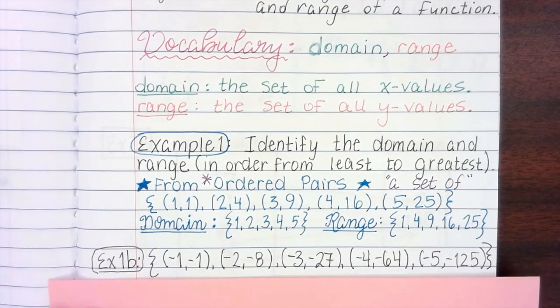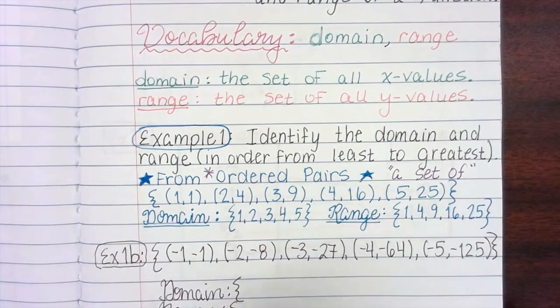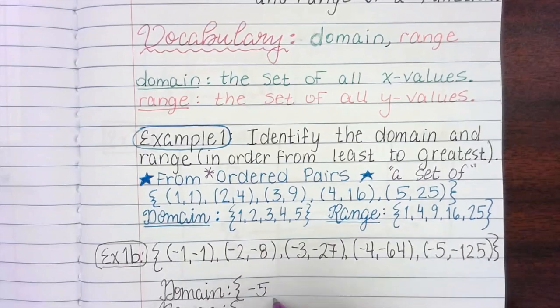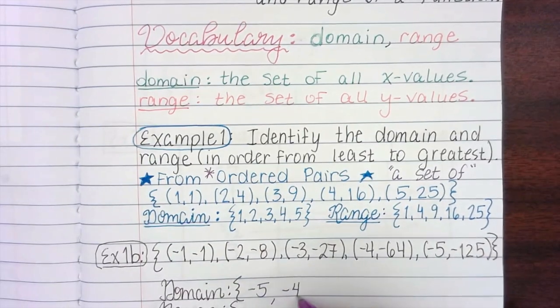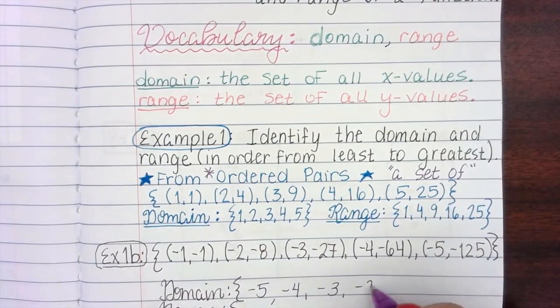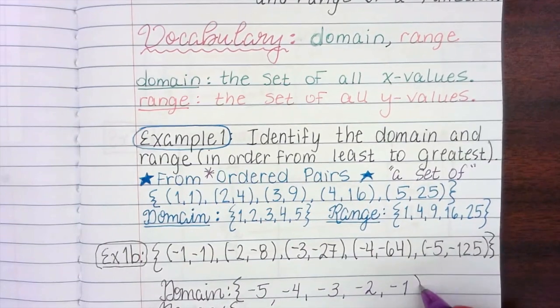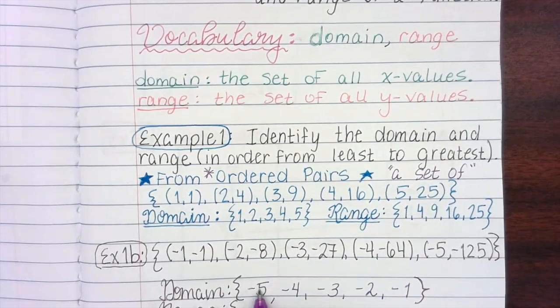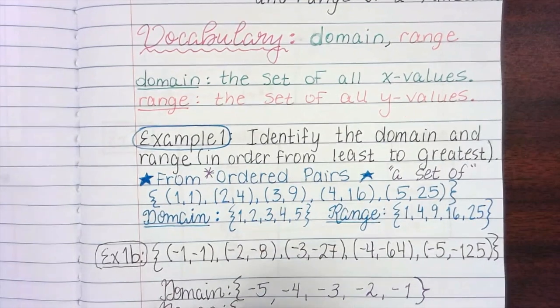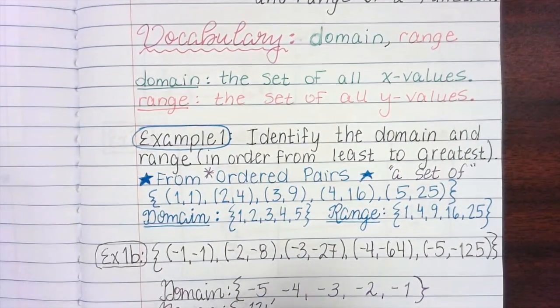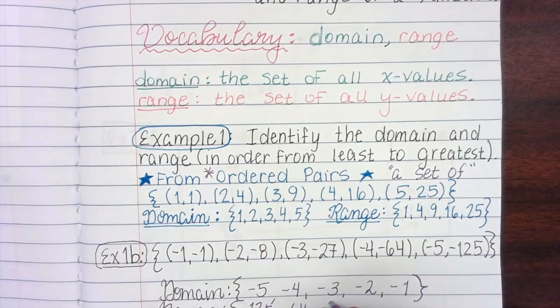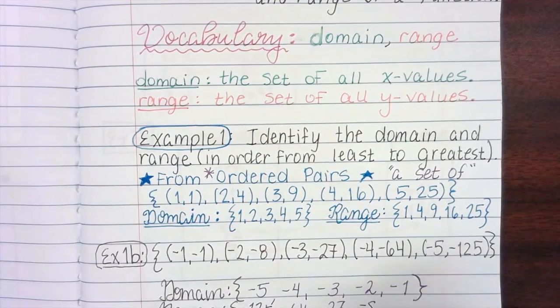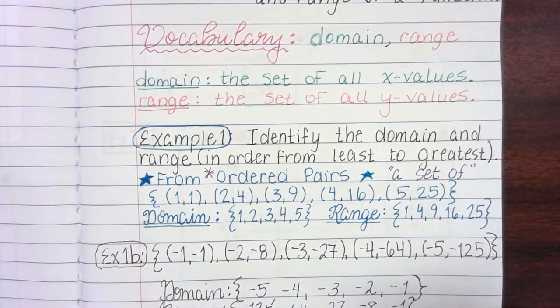All right, so I have an example 1b for us to do. Look at all your x values. And if you said you should start with -5, you were correct. So -5, -4, -3, -2, and -1. Oops, almost. Just because -5 is here doesn't mean -125 has to go there. It just happens to be the smallest y value. All right, here's -64, -27, -8, and -1, and then we close out our bracket.